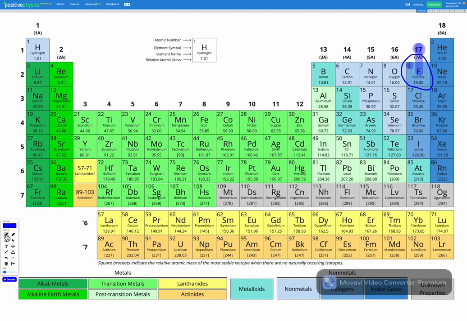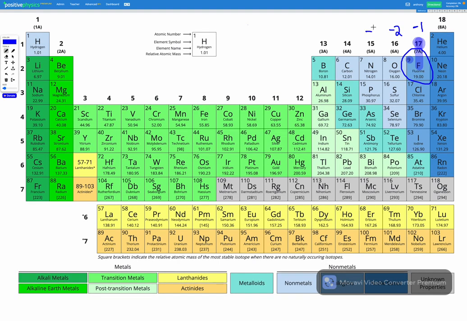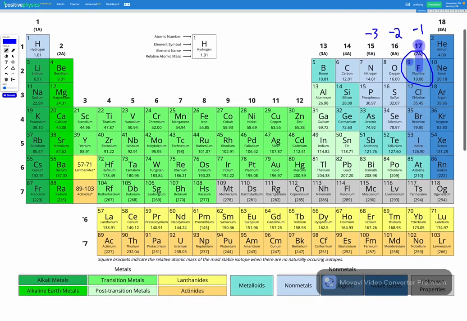So we saw that fluorine needed to gain 1 electron in order to have a full outer shell. And so fluorine ended up with a -1 charge. And we'll actually end up seeing a pattern that things in group 16, such as oxygen, are going to need to gain 2 electrons to become stable with a full outer shell. So they're going to have a charge of -2. And things in group 15 are going to need to gain 3, and they're going to end up with a charge of -3.